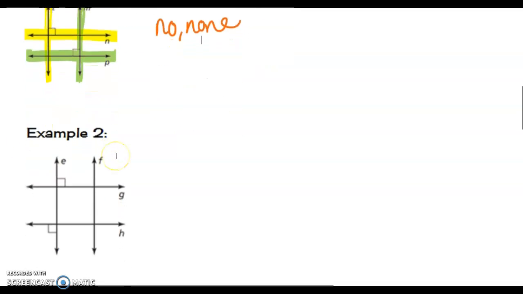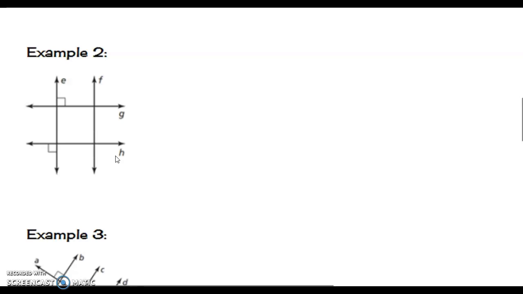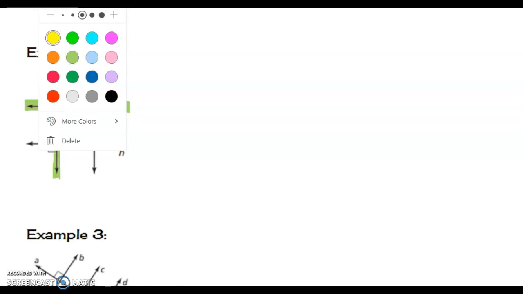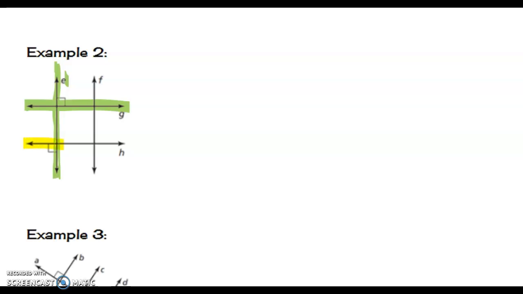It gets easier as we go. So example 2. So if you look at what we have here, E is perpendicular to G. So I'm going to highlight E and G here. All right. Okay, so if I highlight E and G, those are those two. Now, also, E is perpendicular to H. So let's highlight E and H. Okay, it's not showing up great, but I'm highlighting E right here, kind of going up and down.